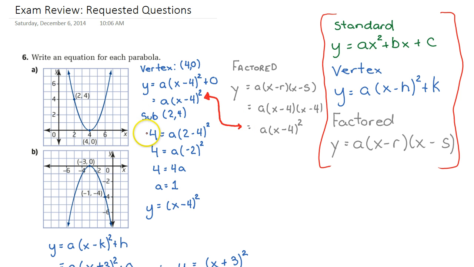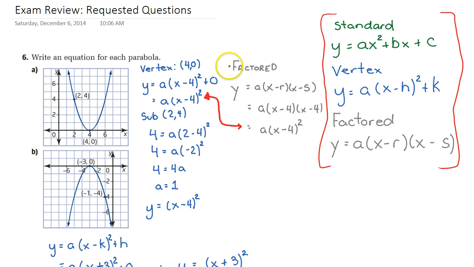So we work through our calculations here. There's our substitution. We've simplified the brackets. We've squared the -2. And a is 1, which is excellent because this should be a positive a value because it opens up. So therefore y equals (x - 4) squared.